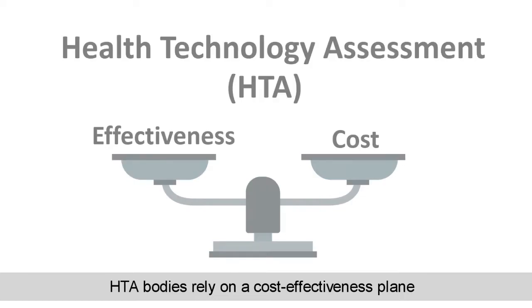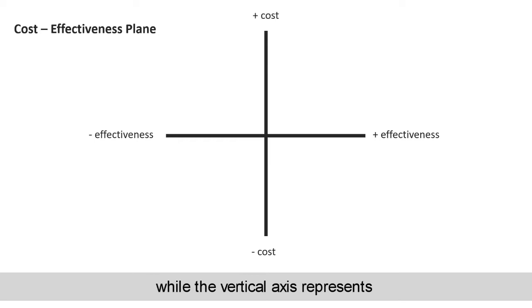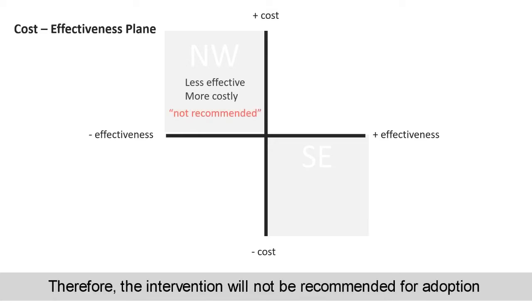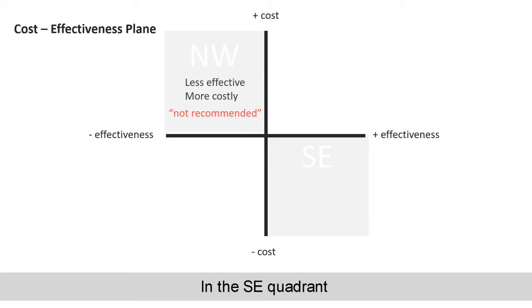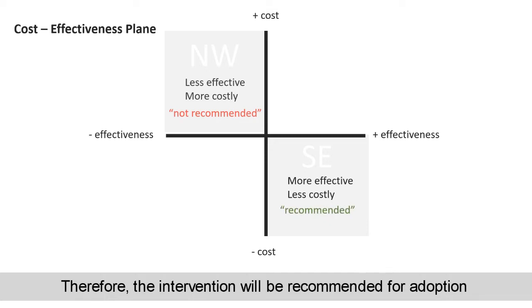Health technology assessment bodies rely on the cost-effectiveness plane, where the horizontal axis represents the difference in clinical effectiveness between the intervention and usual care, while the vertical axis represents the difference in cost compared to usual care. If the intervention considered falls in the northwest quadrant or the southeast quadrant, the decision is simple. In the northwest quadrant, the intervention is less effective and more costly. Therefore, the intervention will not be recommended for adoption. In the southeast quadrant, the intervention is more effective and less costly. Therefore, it will be recommended for adoption.